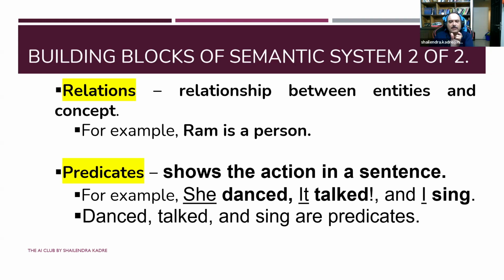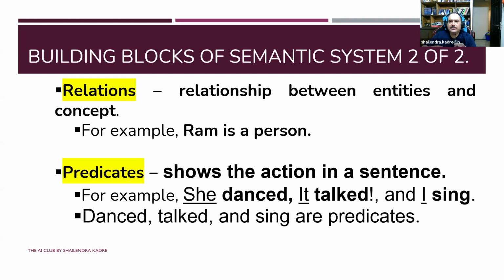'It talked' might mean we are talking about a robot or a parrot. So talked is nothing but a predicate. 'I sing': I is the subject, sing is the predicate. So dance, talked, and sing are predicates. So these four I will repeat once again.